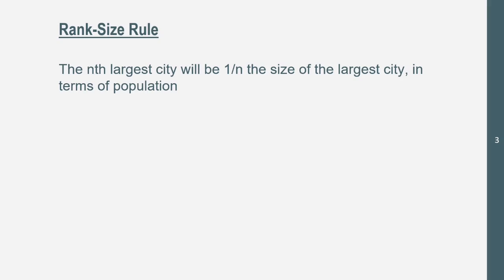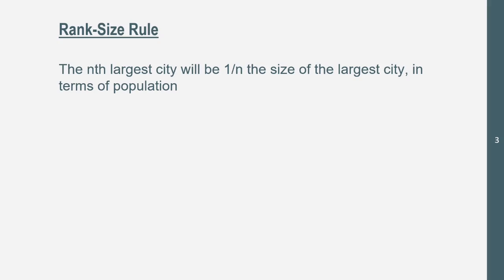So this basically means the nth largest city will be 1 over n the size of the largest city in terms of population. So the 5th largest city: if we're looking for the population of the 5th largest city, we use 5 as n, so we're going to plug it in, 1 over 5. So 1/5 of the population of the largest city, and that's going to equal the population of the 5th largest city.